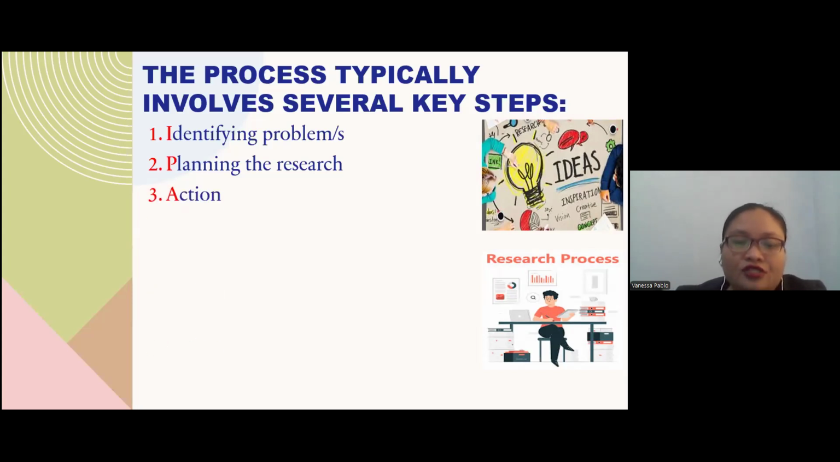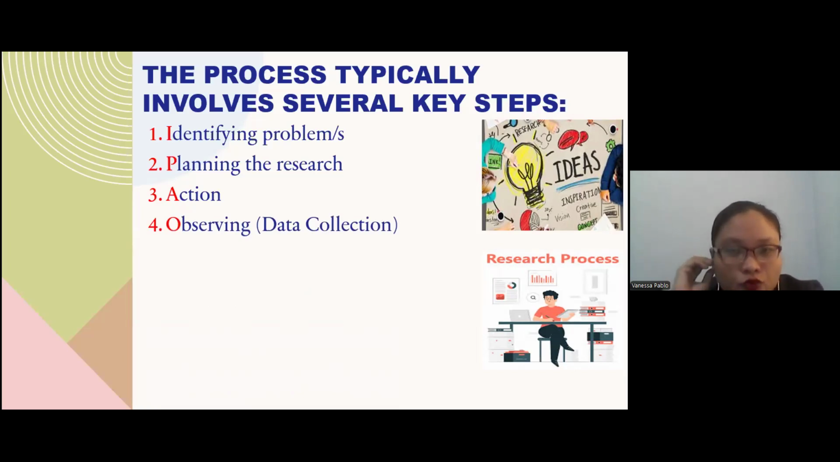The third is action, meaning the plan should be implemented. That's as simple as it is. Number 4, for action research, we usually call it observing, but for common researches, we usually call it data collection. Here, the researchers collect all the data and assess its effectiveness on the actions taken, meaning on the plans that you prepared prior to data collection.